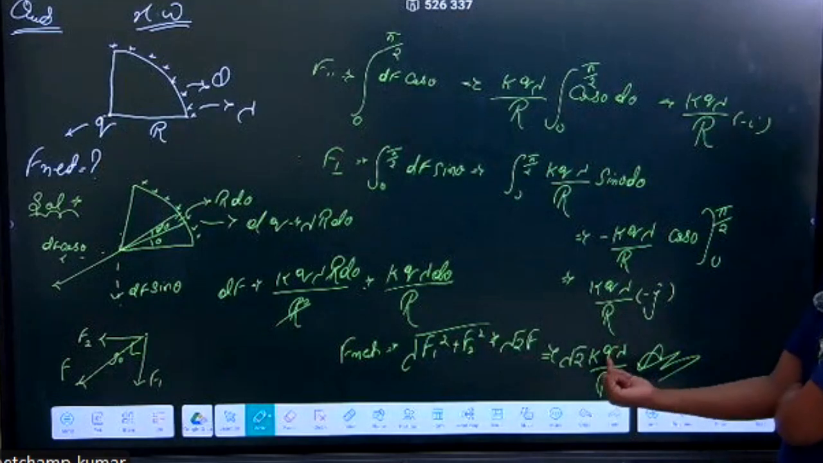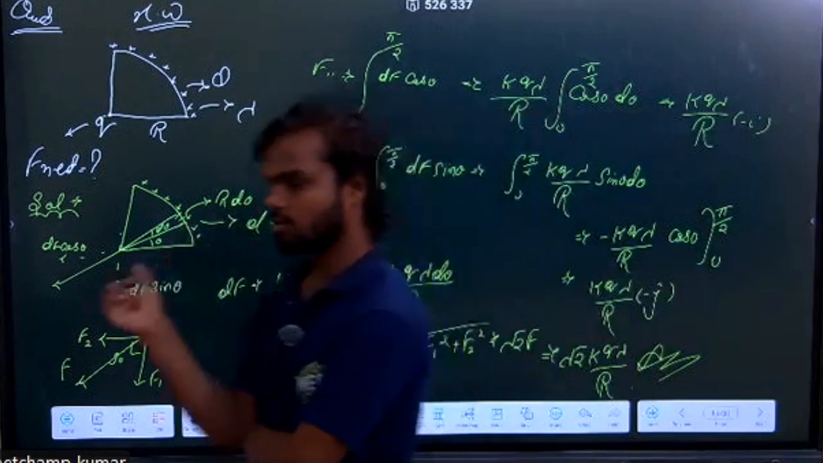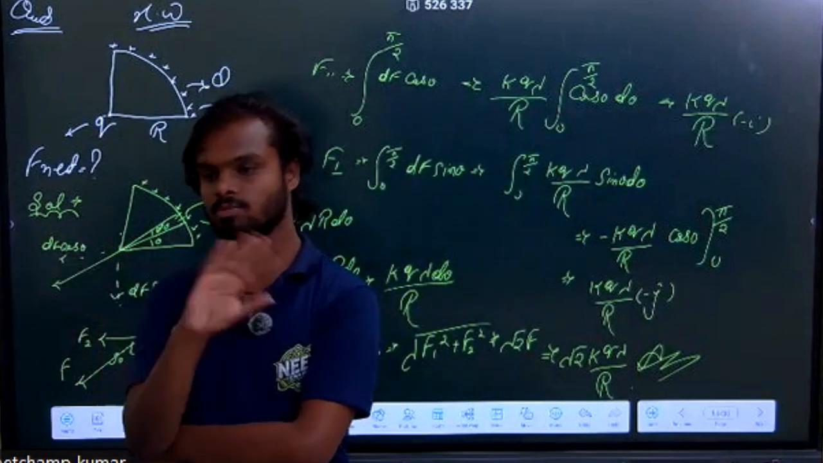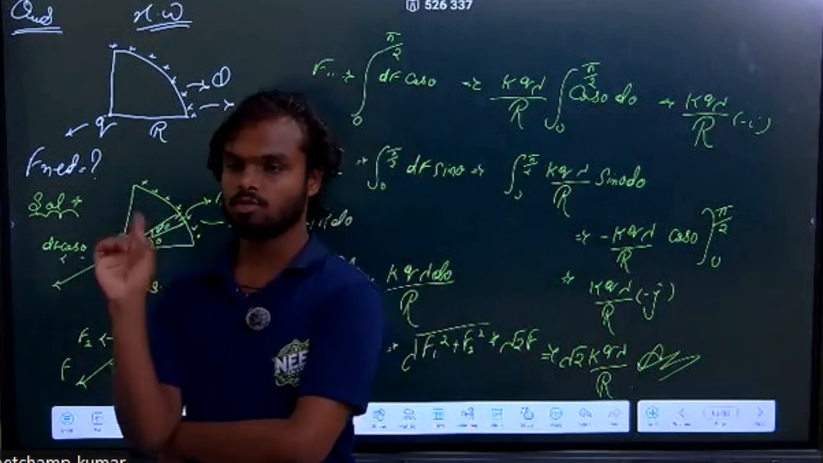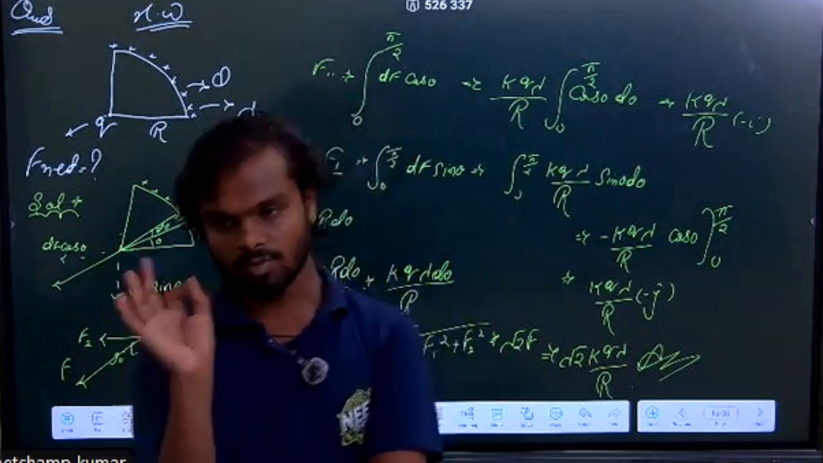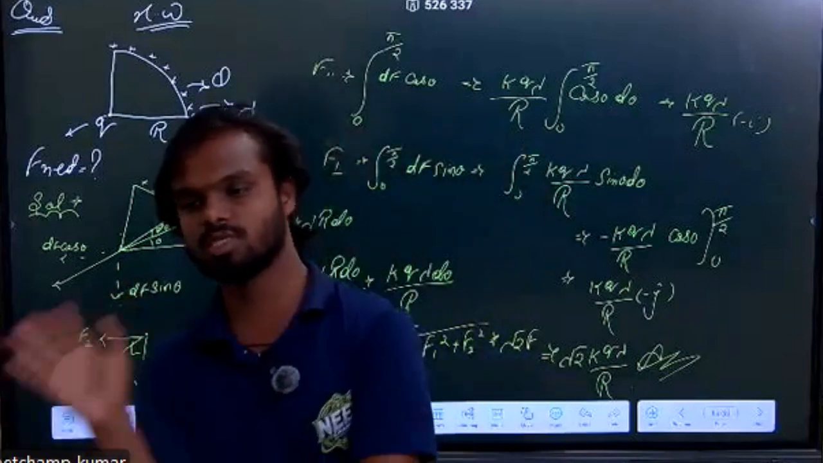Just replace q by 1 coulomb, root 2 k lambda by r, and we will calculate and check also. You will get the same answer. What you have to do? Just replace q by 1 coulomb. Simple. You will get the electric field at that point. That is a simple rule. You calculate the force, then just replace q by 1 coulomb. There is nothing new here.